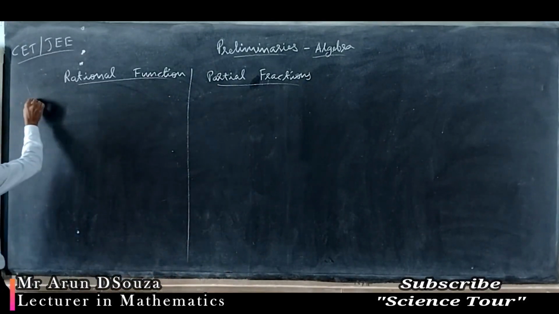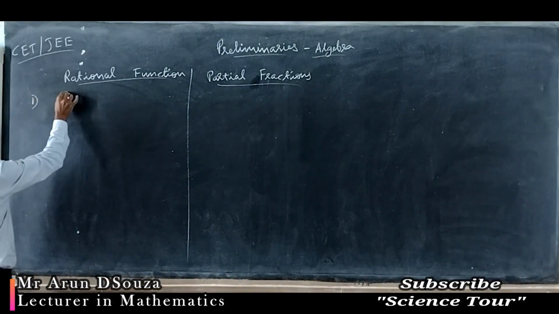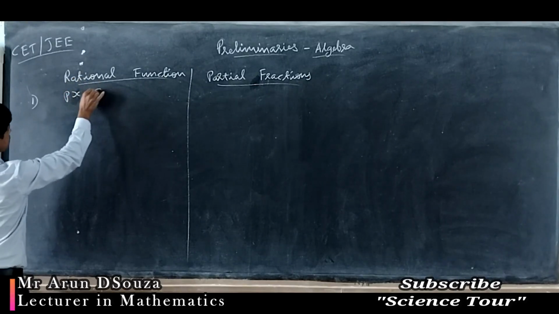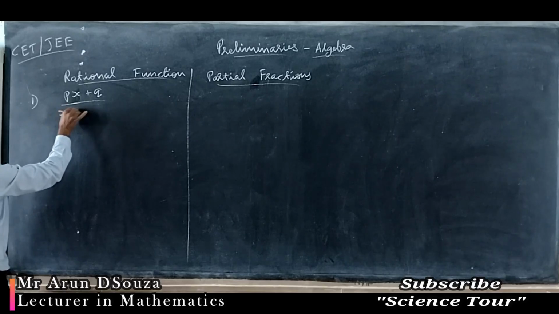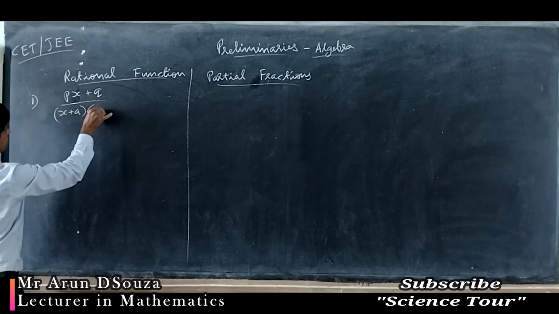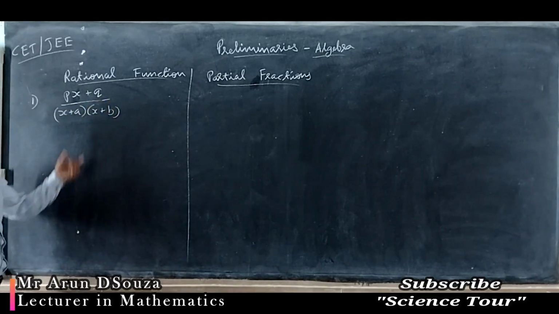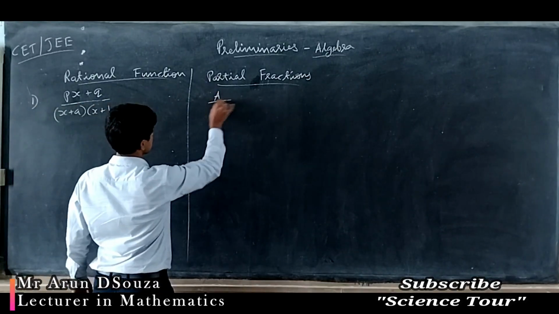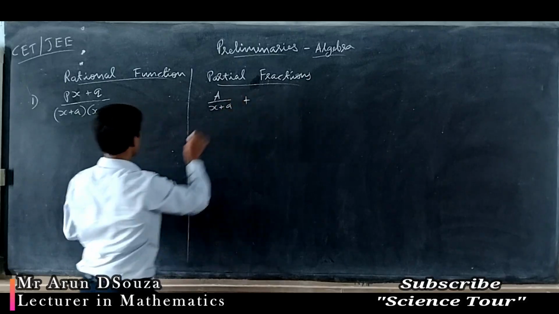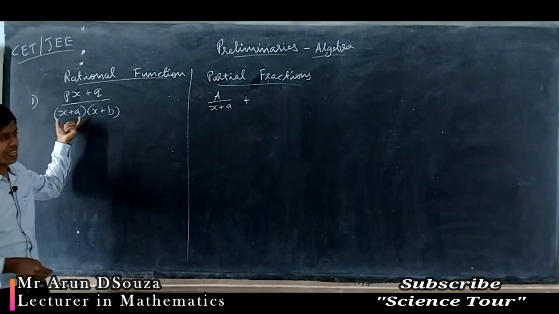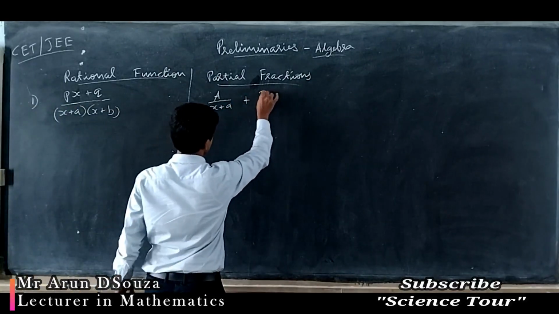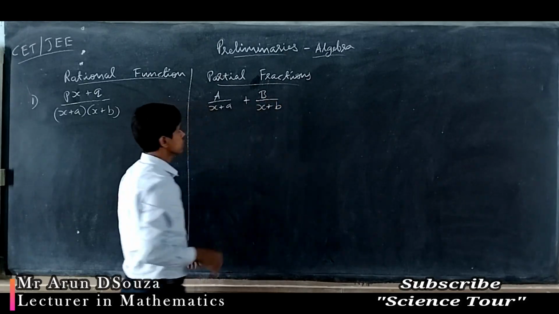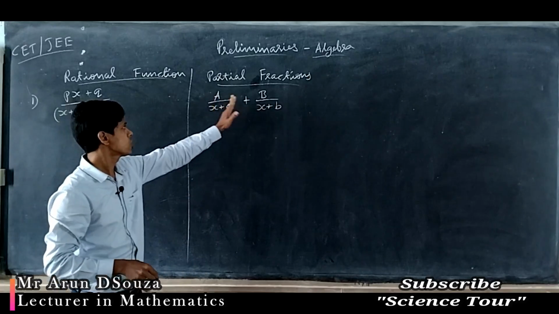The first one, if you have anything like px plus q divided by x plus a into x plus b, then how do you split this as a partial fractions? So you can write this as a by x plus a, that means the first factor, and b by the second factor. Alright, so this is the way you can write a partial fractions.